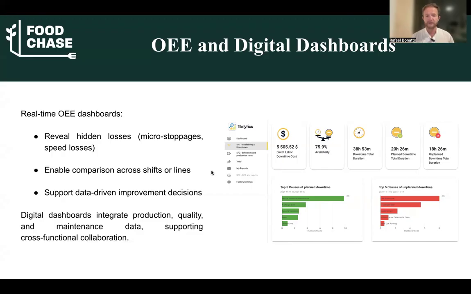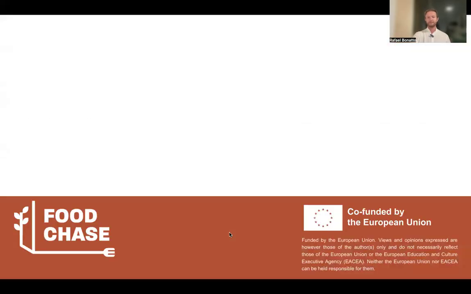And digital dashboards integrate production, quality, and maintenance data, supporting cross-functional collaboration. This is very important, cross-functional collaboration. Because remember, you have quality data, maintenance data, production data. You have different data that normally are separate in different systems. That's why dashboards are so important. The digital ones are so important because they help you understand. Sometimes you think the problem is here, but actually it's there. If you don't look at the broader view, you won't be able to diagnose it. And that's why digital dashboards are so important, okay?